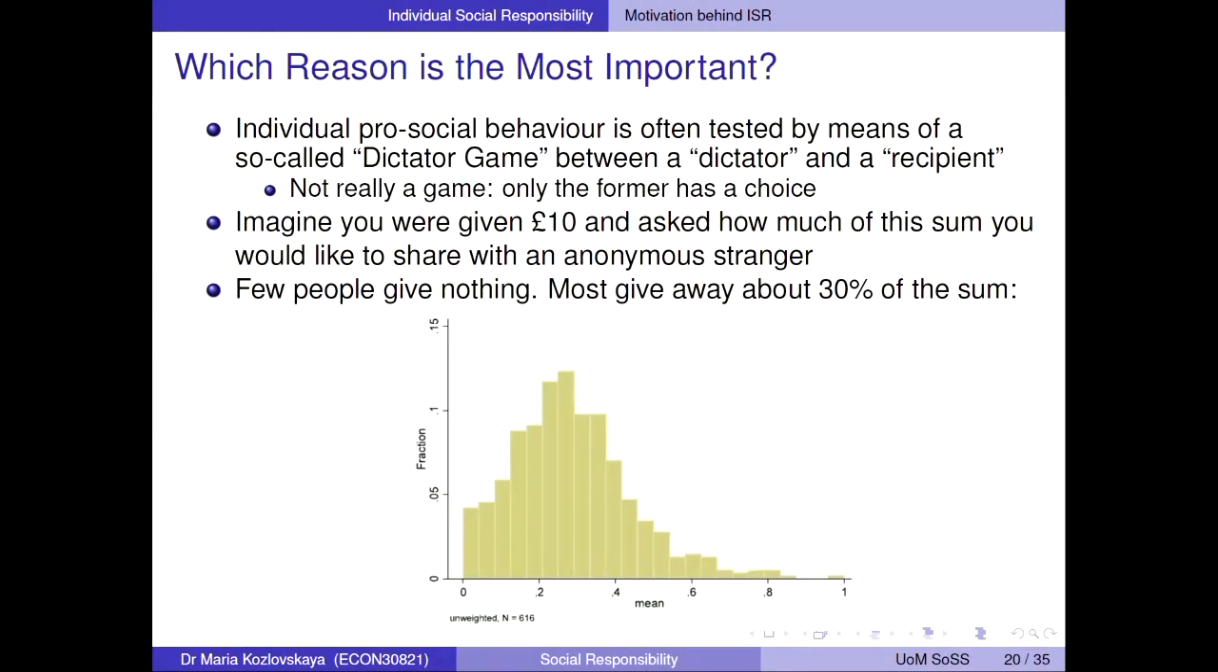The really crazy thing is that people give money away to strangers when no one can identify who they were. So most people give away around 30% of the sum, as this infographic from 600 participants shows. So it's a meta-study, so it wasn't one experiment with 600 people. They just drew results from many different experiments and analyzed them. And in many experiments, giving away half was a modal choice.